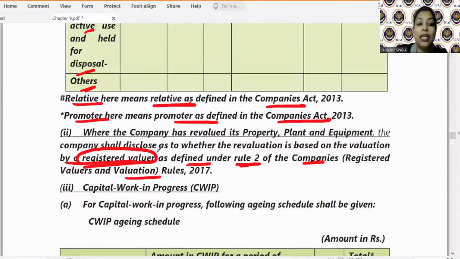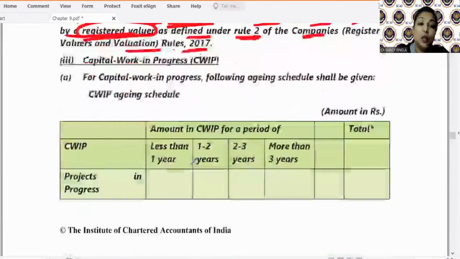So, read it again. The company shall disclose as to whether the revaluation is based on the valuation by a registered valuer as defined under Rule 2 of the Companies (Registered Valuers and Valuation) Rules 2017. Earlier, the auditor used to ask the management to give this information. Now Schedule 3 to the Companies Act has imposed certain responsibility on the management, that you yourself disclose it in the notes to accounts. And then the auditor is going to verify that. Okay? Now, very, very important.